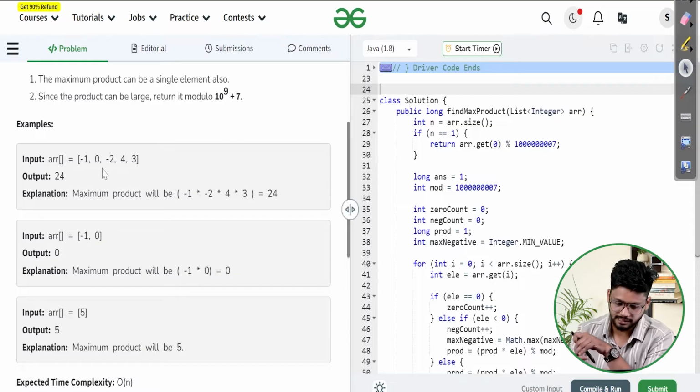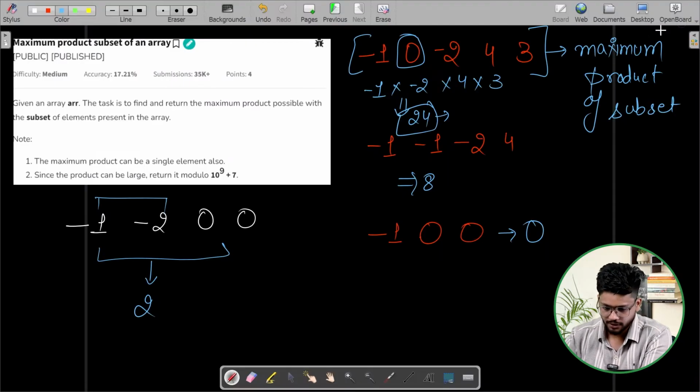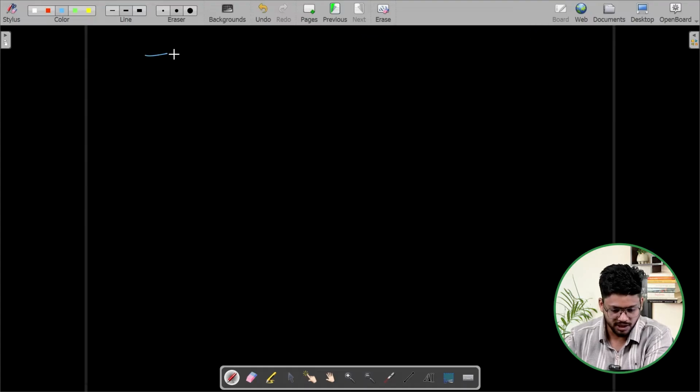If you want to see the examples, obviously you can see the examples as well over here, that this is 24, and for this part -1 and 0, the maximum is 0, and for the single element the product is the same as this first element. Okay, so I think this is very much clear. Now the question is kind of an easy question, but it has a lot of edge cases over there. Okay, so let's understand the question first. So we have understood the question.